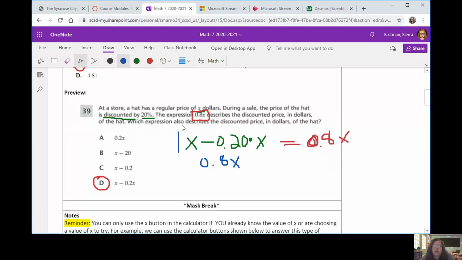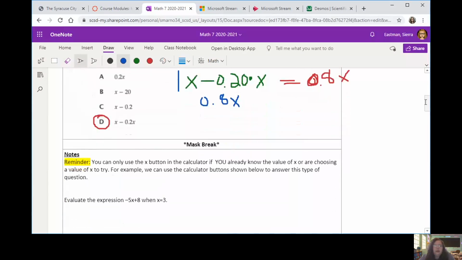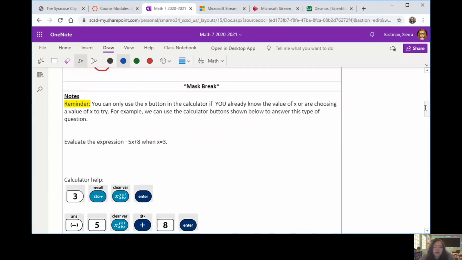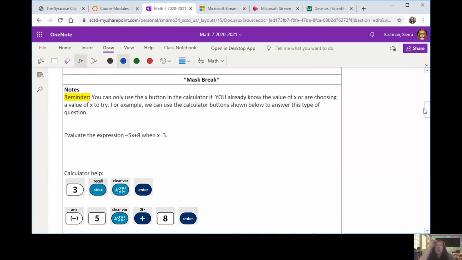So even if you couldn't write that green equation here and find it in the first place, we're going to take a look at some tricks in the calculator to help us solve that without it. Before we look at those calculator tricks, we have to remember one really important piece of information. We can only use the X button in the calculator if you already know the value of x, or if you're choosing a value of x to try.